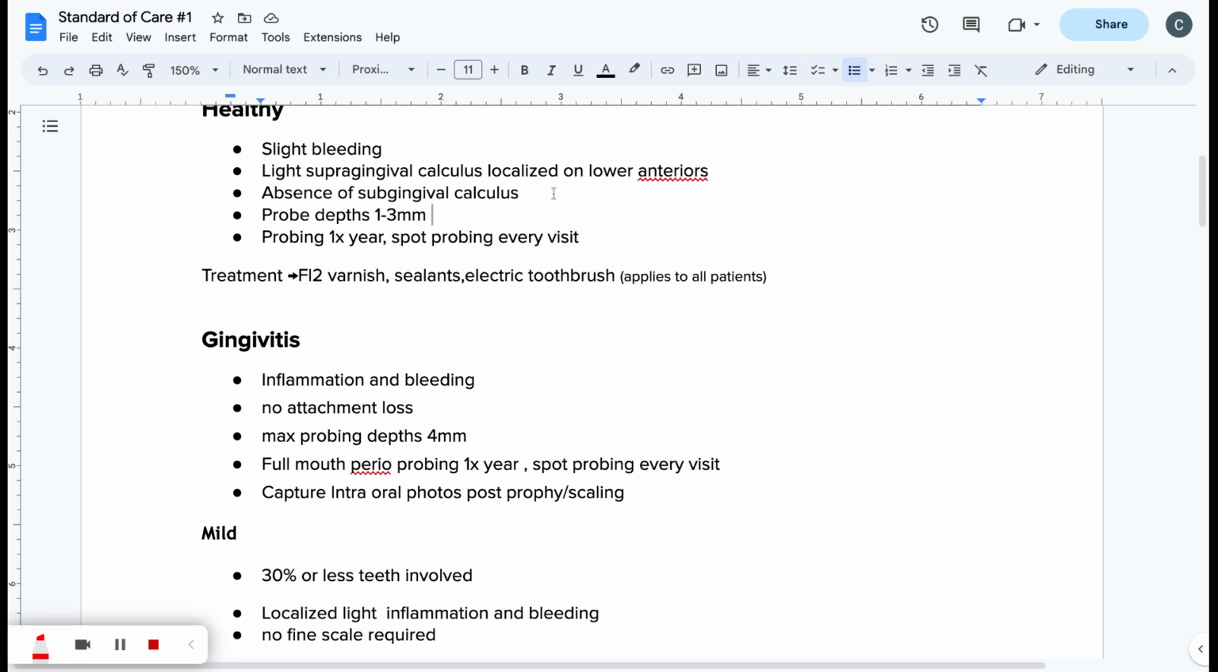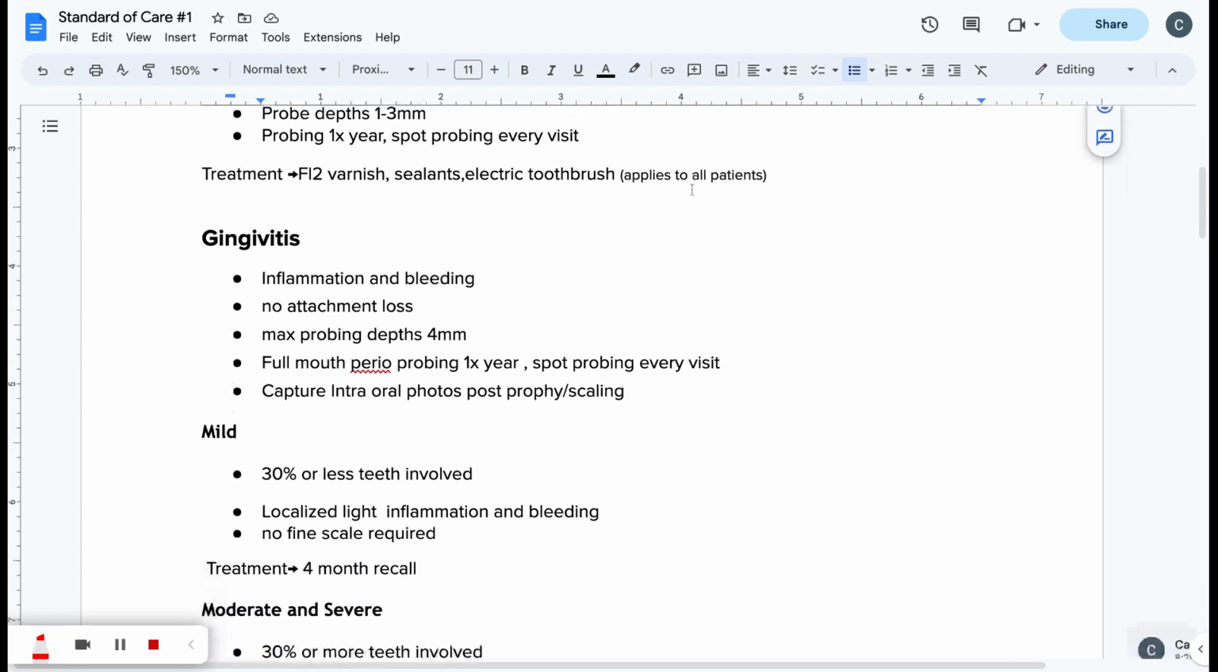This patient won't show much buildup. Mainly, we will see calculus and plaque around the lower anterior teeth.